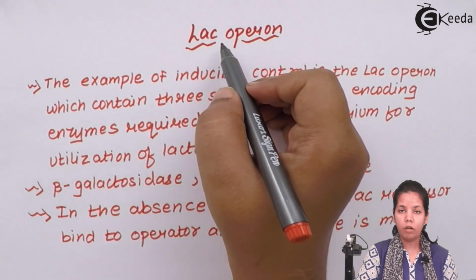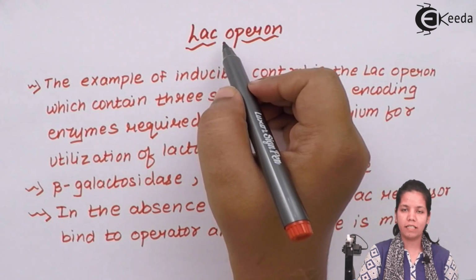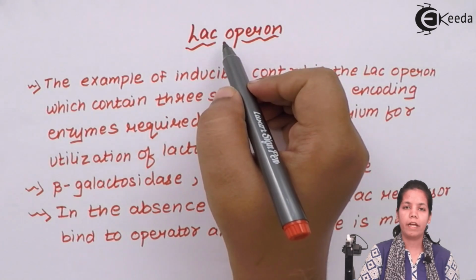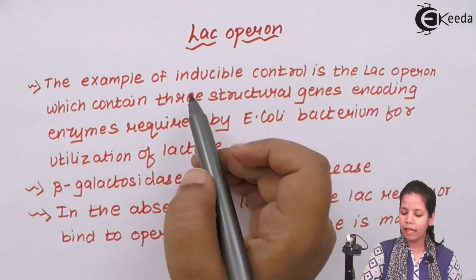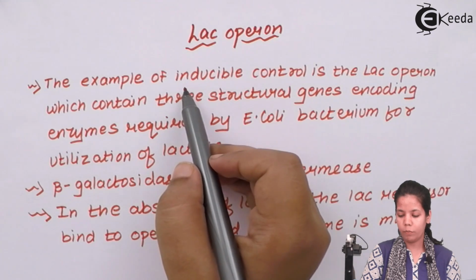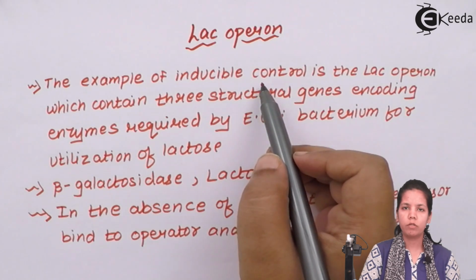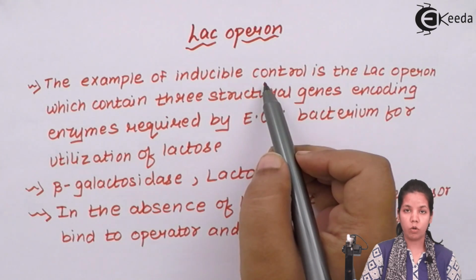Lac Operon. When I talk about Lac Operon, what I'm trying to speak about is the lactose operon present in E. coli, or the machinery present in E. coli so that it could use its sugar lactose as a food source. Now the lactose operon, or Lac Operon, is an example of inducible control. When I say inducible control, it means a machinery which can be switched on and off. You can switch it on whenever required and switch it off whenever required.